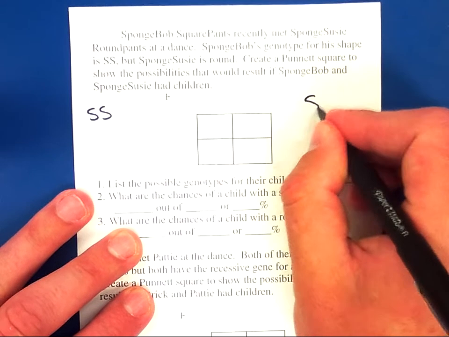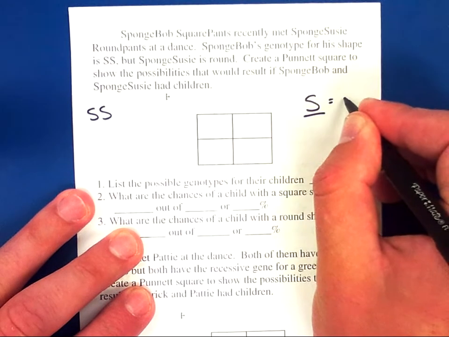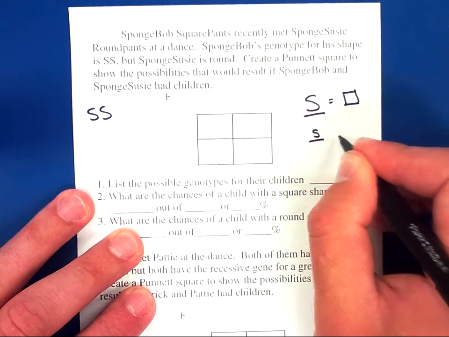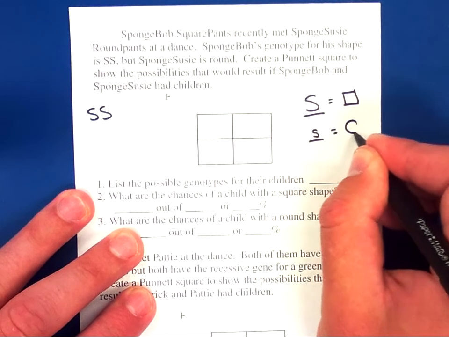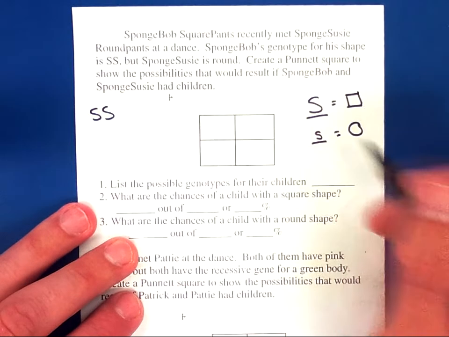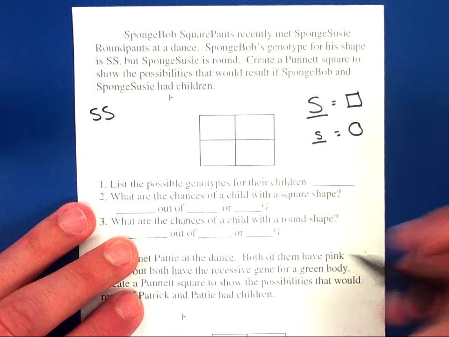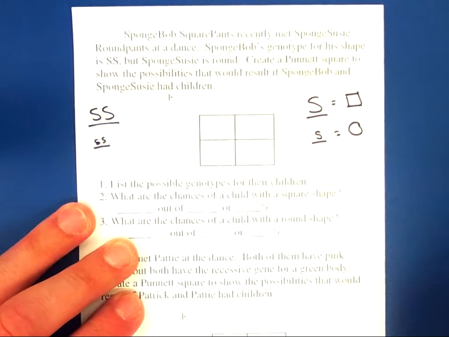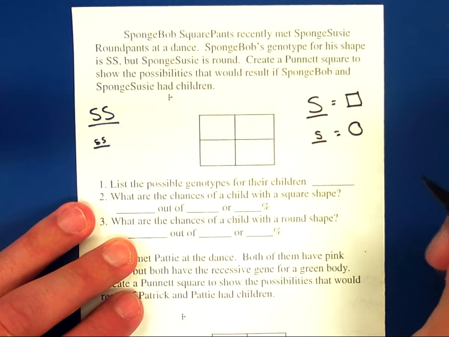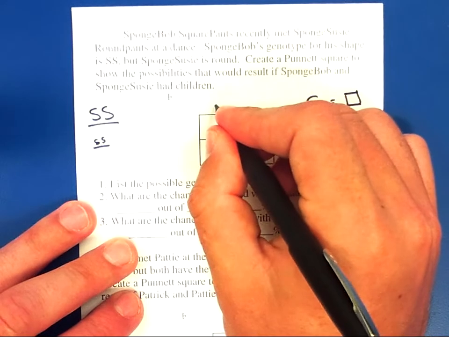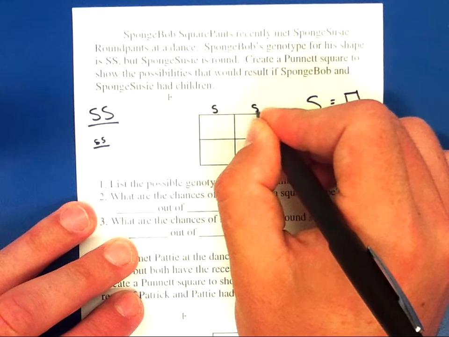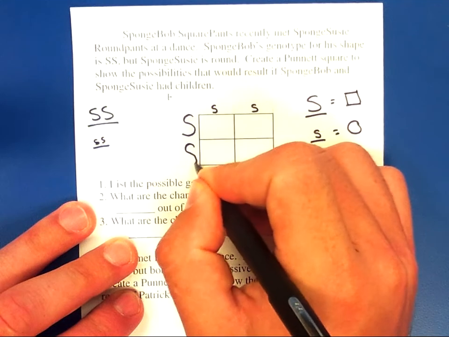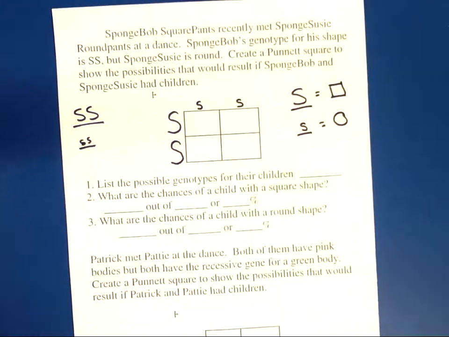Remember, capital S equals what? Square, which is dominant, and lowercase s is what? Round. If Sponge Suzy is round, what is her genotype? Homozygous recessive, so two lowercase s's. So we're going to go ahead and put Sponge Suzy on top with the two lowercase s's, and SpongeBob on the side with the two capital S's. Homozygous dominant and homozygous recessive.